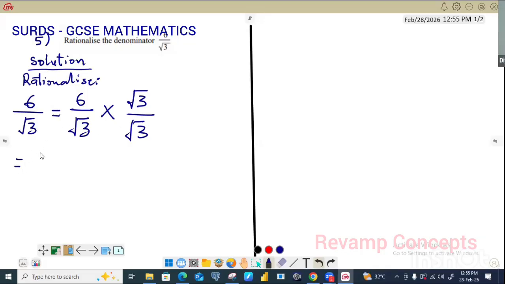Okay. Now, 6 multiplied by root 3 will give you 6 root 3, right? Yeah. And root 3 times root 3 will be root 9, and root 9 will be 3, right? Yeah. And you can simplify further. You can say 3 here, 2, 3 here, 1. So your final answer will be 2 root 3. So this is the final answer for this problem. Okay, sir.